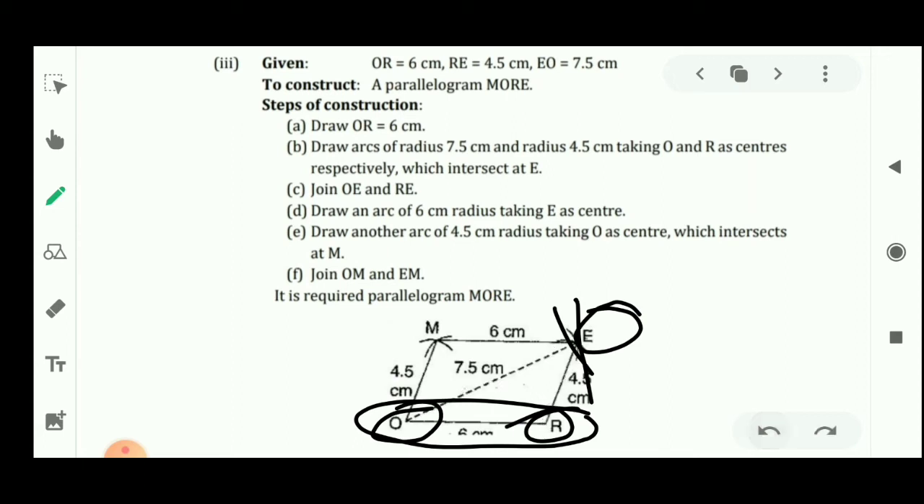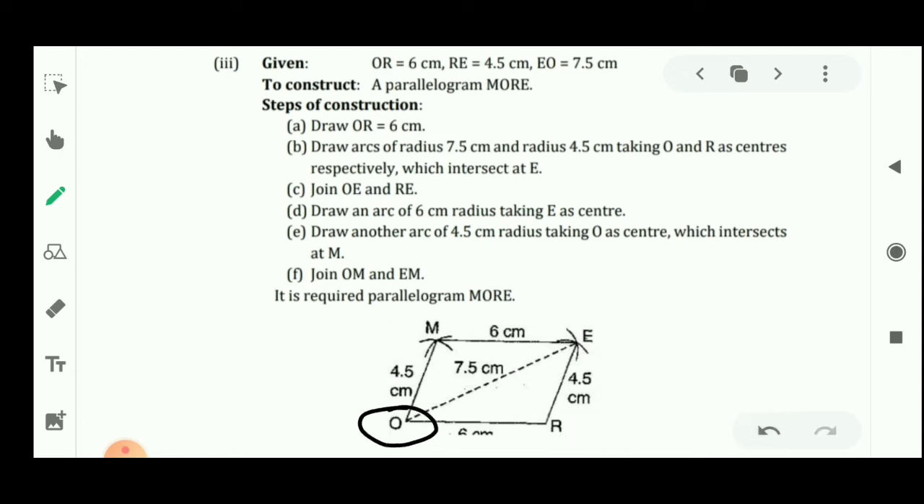After this, students, put your compass point on O, take the radius of 4.5 centimeter and draw an arc like this. Then put your compass point on E, take the radius of 6 centimeter and draw another arc like this, which cuts the previous arc at point M. Then join OM and OE. This is the required parallelogram, students.